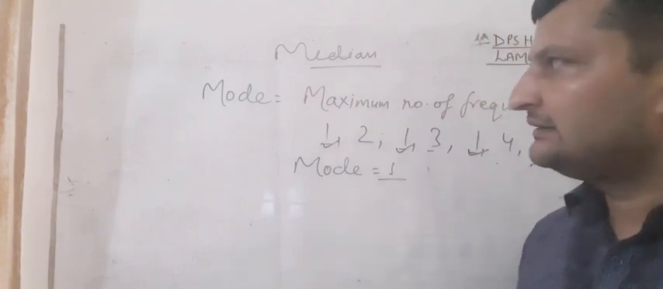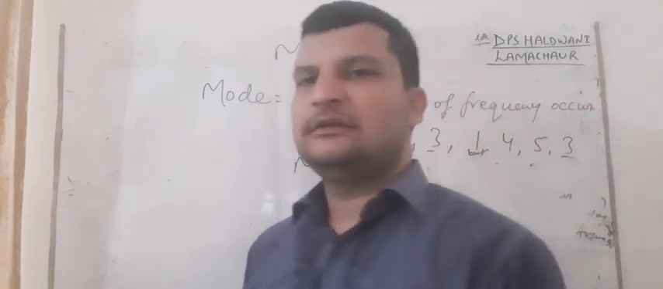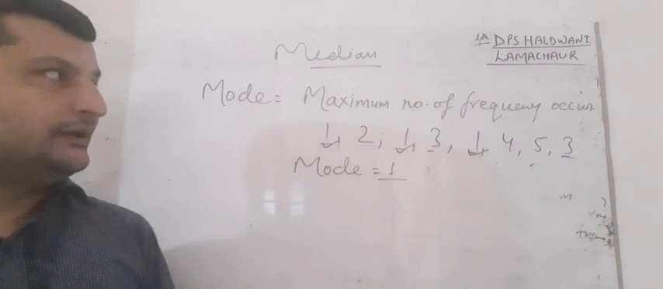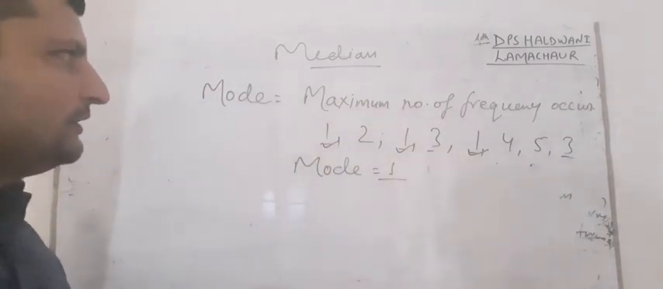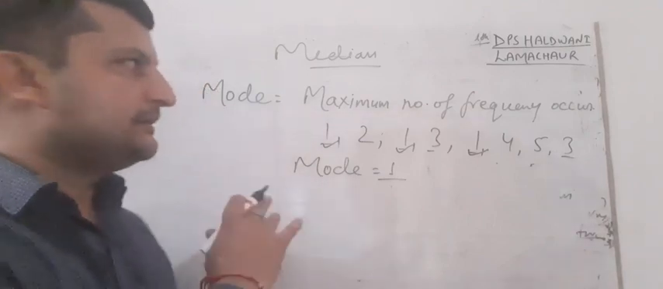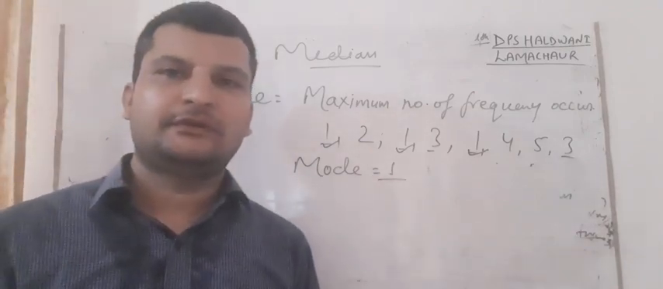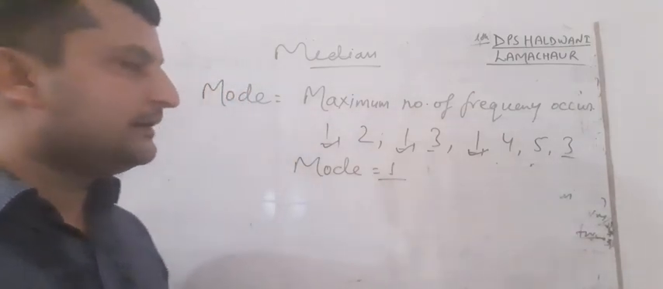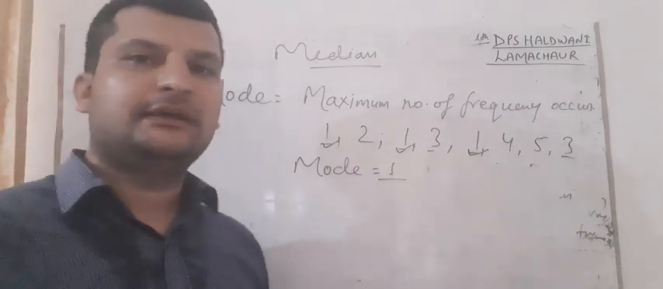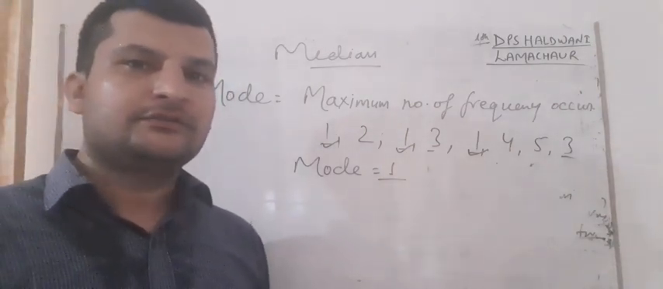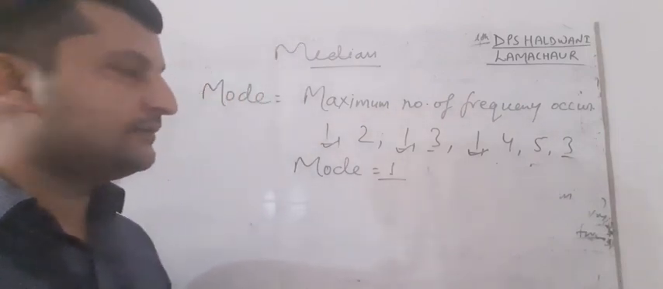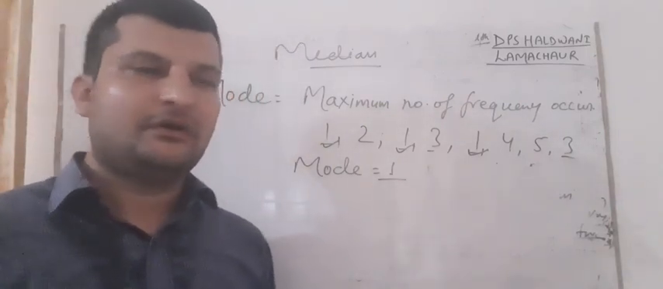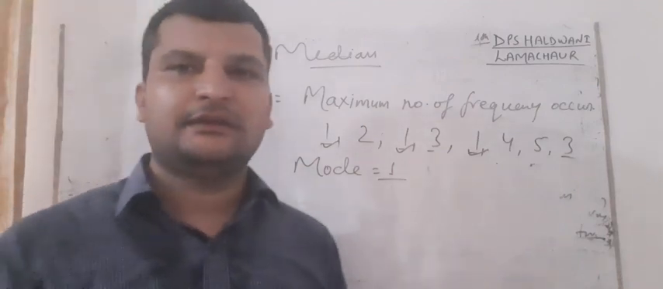So these are the three things: first mean, second median, and third mode. In mean and mode there is no need for sequencing, but in the median we have to write the sequence in ascending or descending order. We are writing in ascending order because it is good for us for solving the question. So always write the sequence in ascending order.